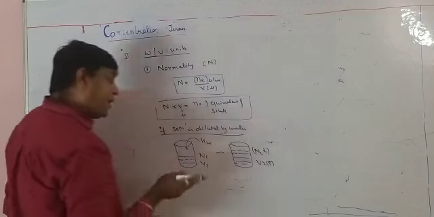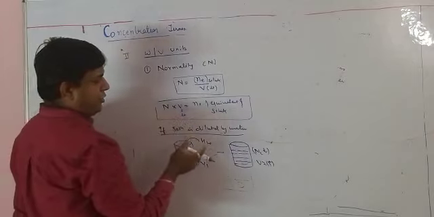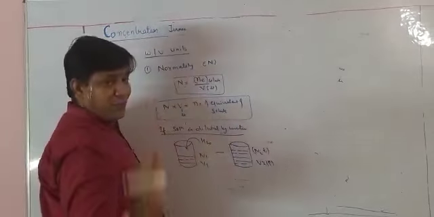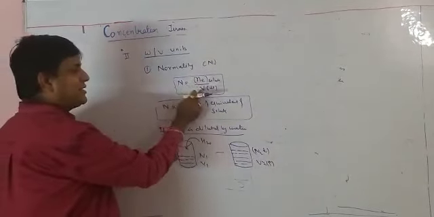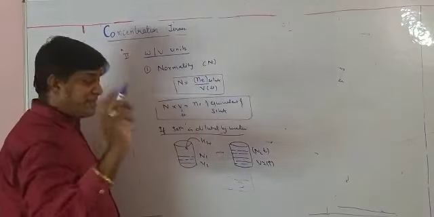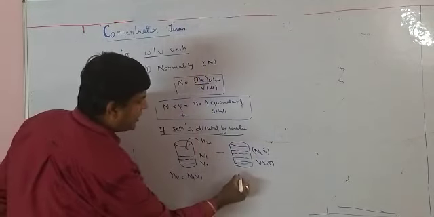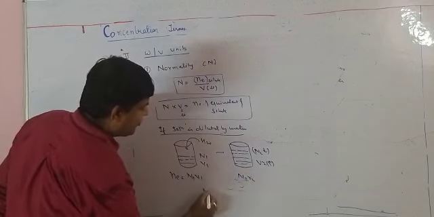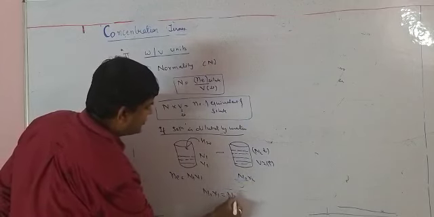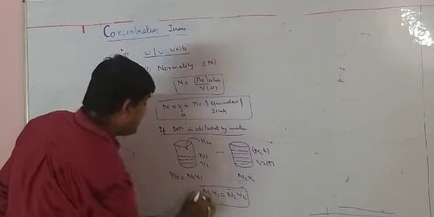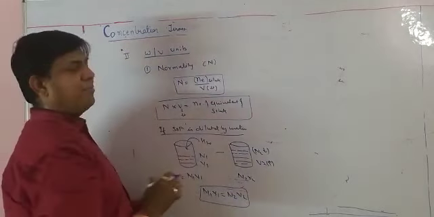Now see, again the concept is the same. If you are adding the water, volume is increasing, normality is decreasing, but the number of equivalents will remain the same. Here the number of equivalents is equal to N1V1. Here it is N2V2. So we can go this way: N1V1 is equal to N2V2. The same concept as it was in molarity.